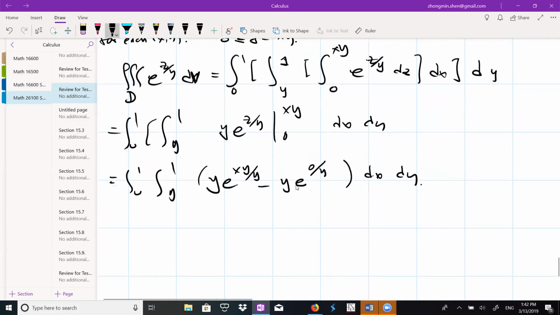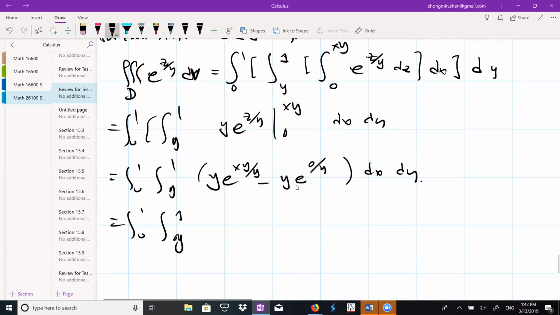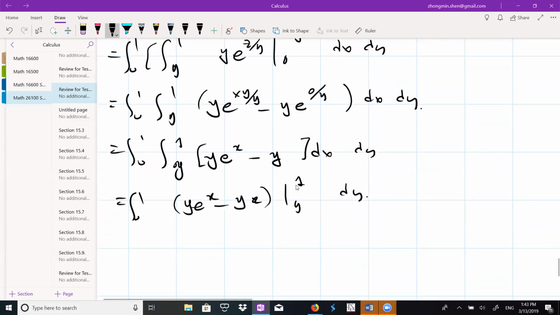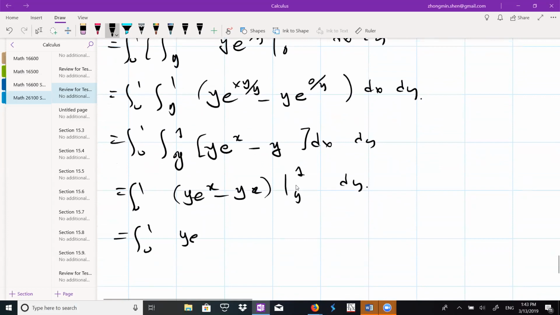All right, so let's simplify a little bit. So it's y e to the x, dx dy. Here y is viewed as a constant and x is the variable, so the antiderivative of this is y e to the x minus y times x. When you differentiate with respect to x, you get the function back. Then you replace x by 1, then replace x by y.